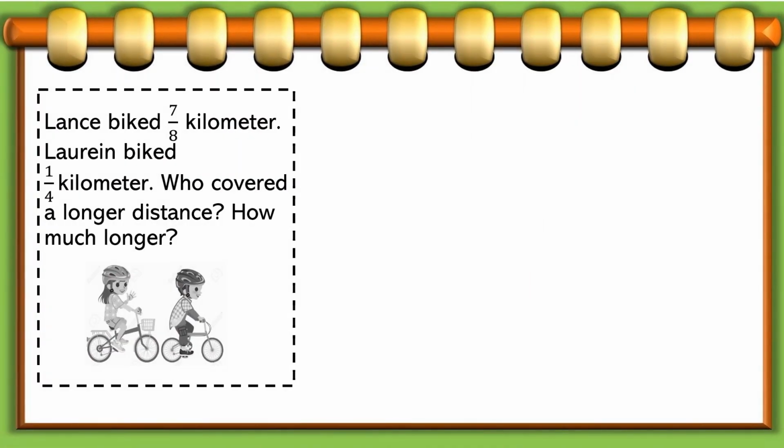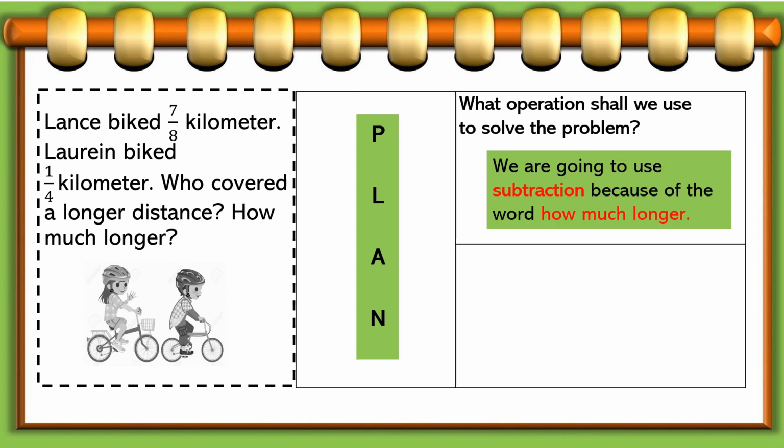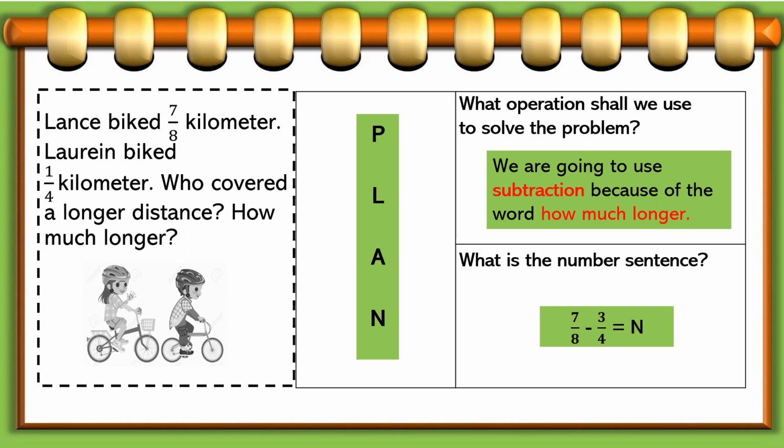After we have understood the problem, we are going to plan. What operation shall we use to solve the problem? That's correct. We are going to use subtraction because of the word how much longer. What is the number sentence? The number sentence is 7/8 minus 3/4 equals n.